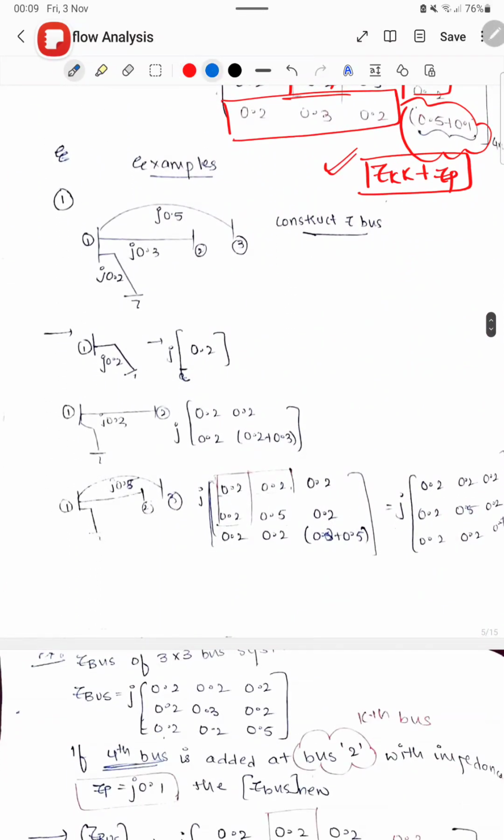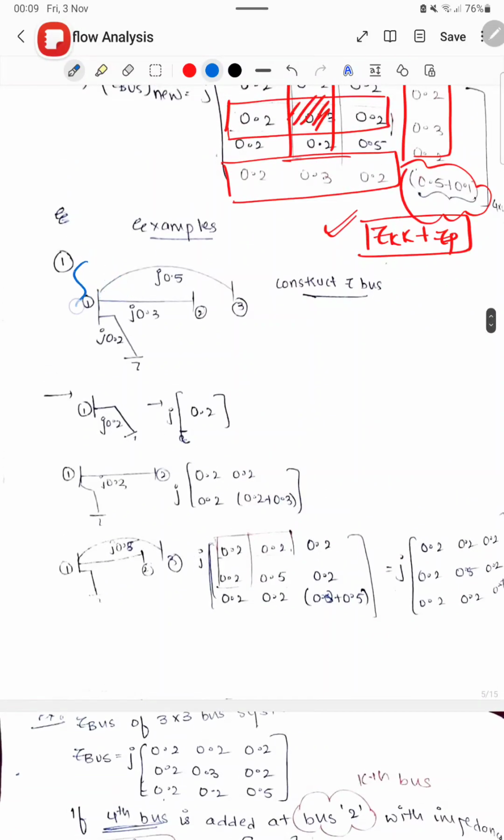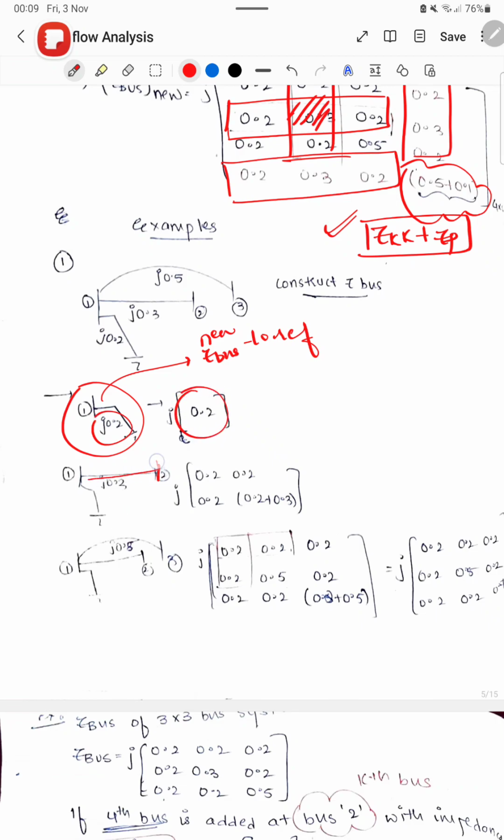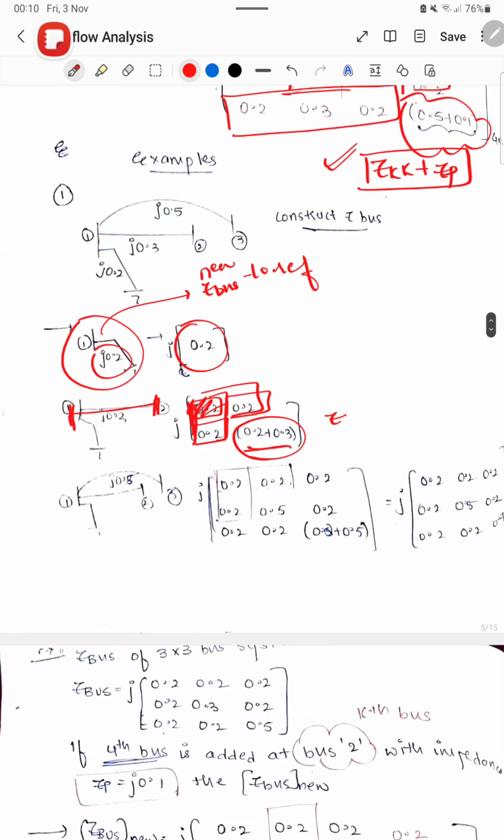Okay, let's look at one of the examples. Now let's say you want to construct the z bus for the given example. Here, first we can add a new bus to the reference. Then a new bus to an existing bus, 1 2. In that case you will copy the first element in the row and column, and the last would be the intersection of that, meaning 0.2 plus 0.3.